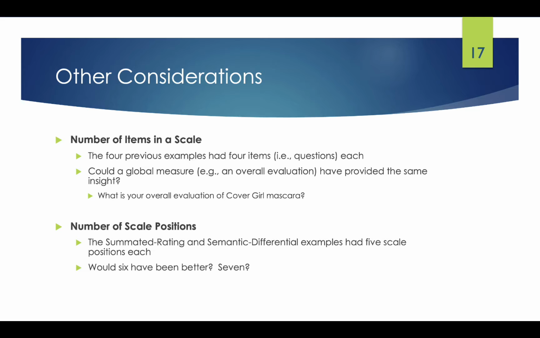So other considerations are the number of items in a scale. Obviously, if you have a lot of different items in a scale, it's going to be a little bit more cumbersome. You need to think about, globally, can you measure this? Can you get any insight? What is your overall evaluation of CoverGirl mascara? That would be a global type of question, where in another case you could ask something a little bit more detailed, like features.